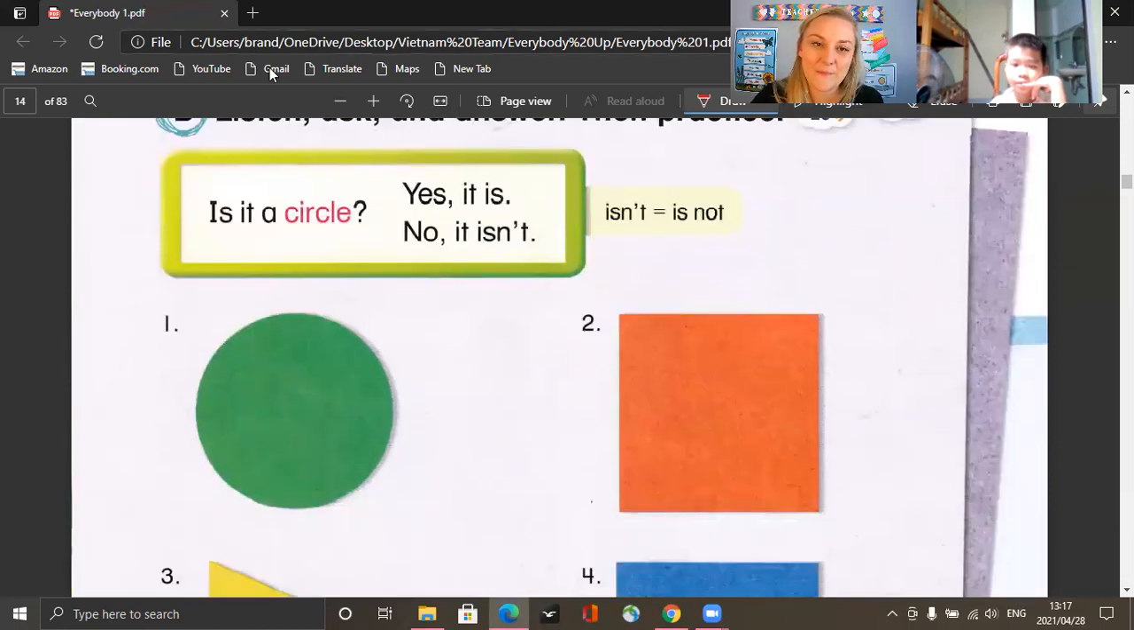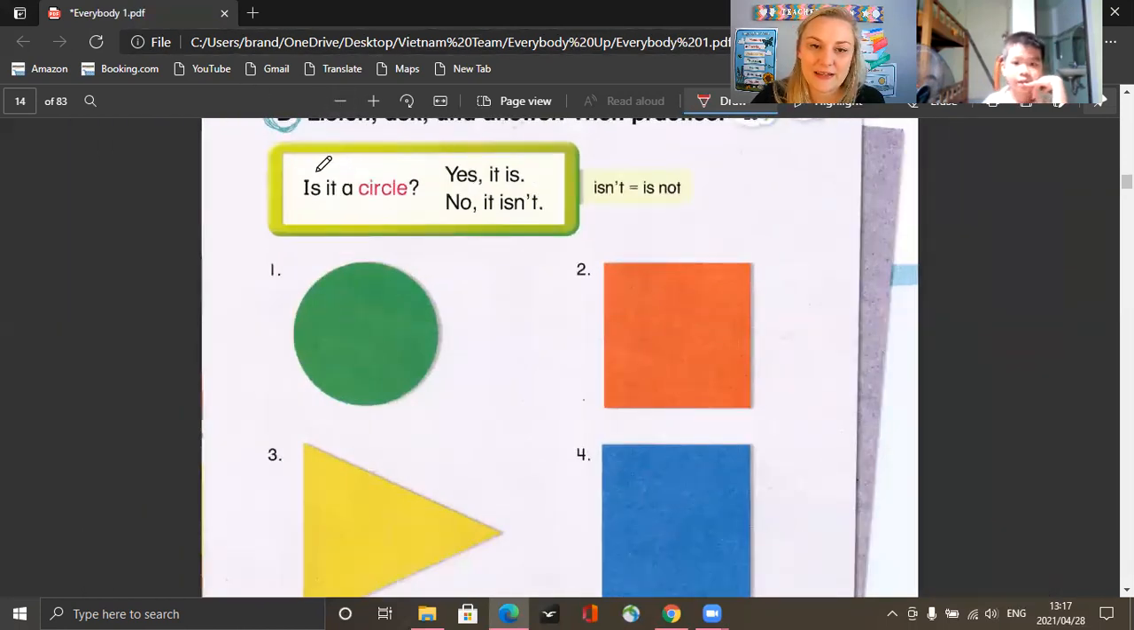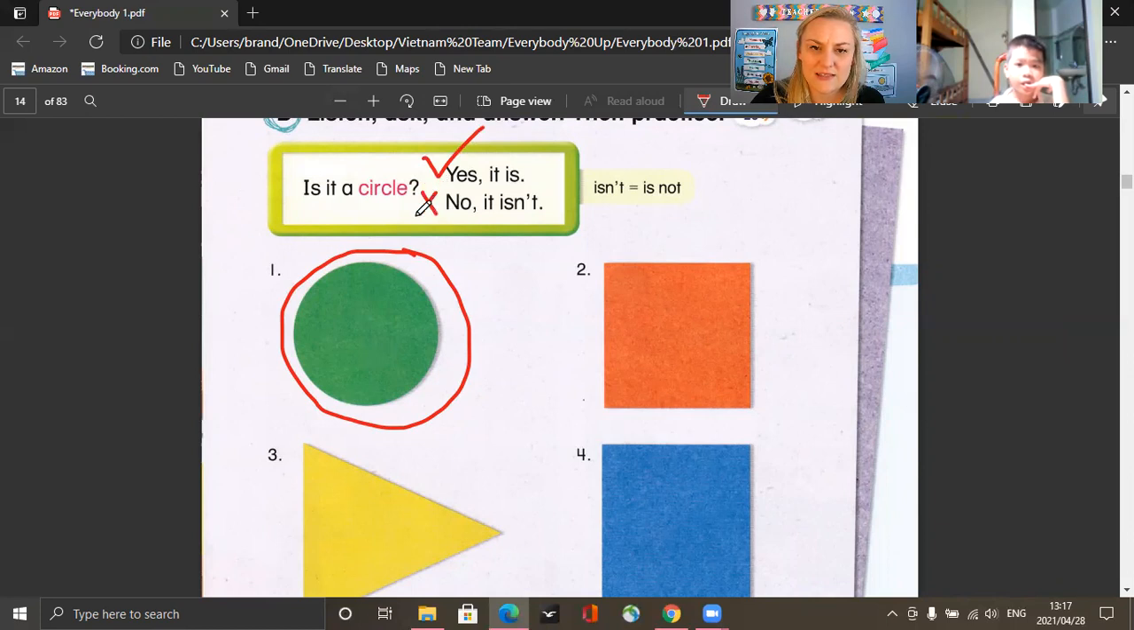Okay, let's move on. Let's see. Is it a circle? Yes. Yes, it is. No, it isn't. Okay, so let's look here. Number one, is it a circle? It is a circle. So the teacher will say, is it a circle? Yes, it is, or no, it isn't.